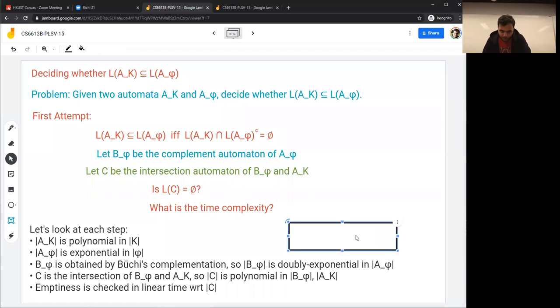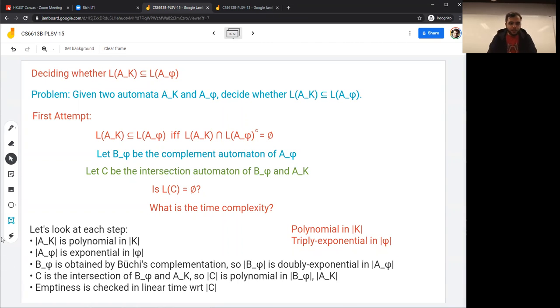So putting all of these together, our algorithm has polynomial runtime in K. Actually, it's easy to show it has linear runtime in the size of the Kripke structure, but it has triply exponential runtime in the size of our formula. So if the size of the formula is, let's say, T, our algorithm is something like 2 to the power of 2 to the power of 2 to the power of T. Okay, so our dependence on K is great. It's polynomial, actually it's linear even. So there's nothing to improve here.